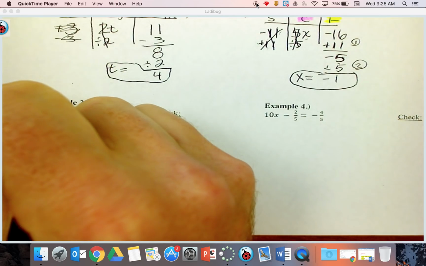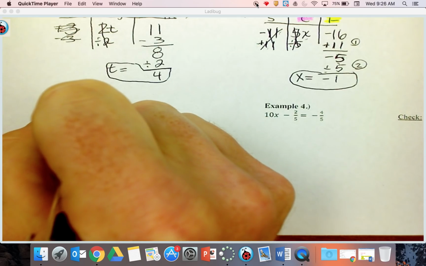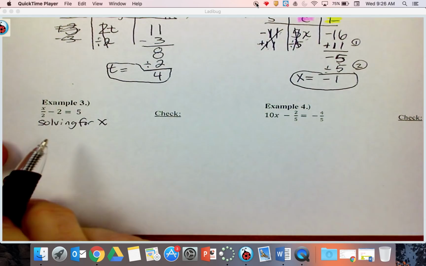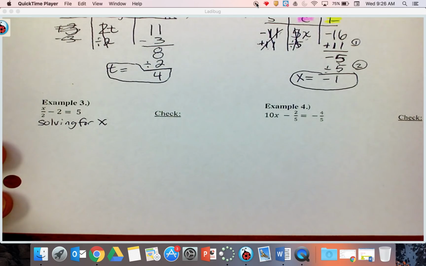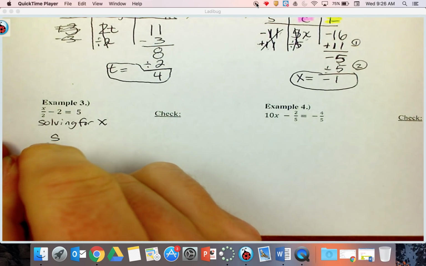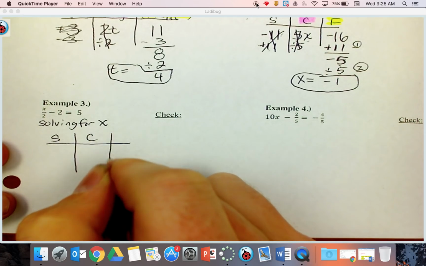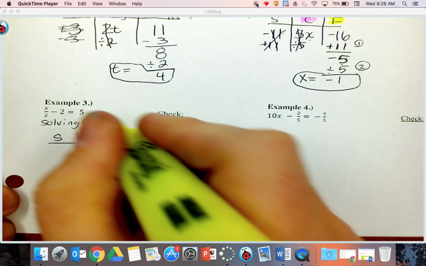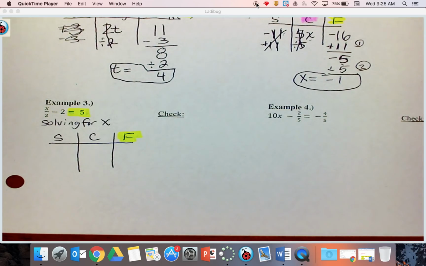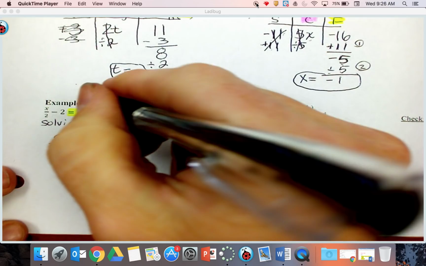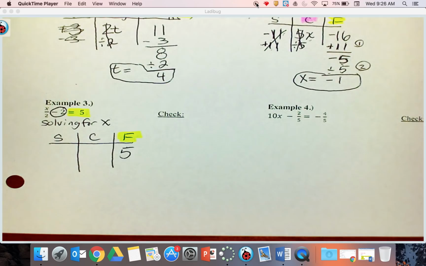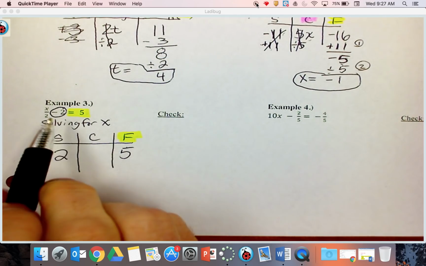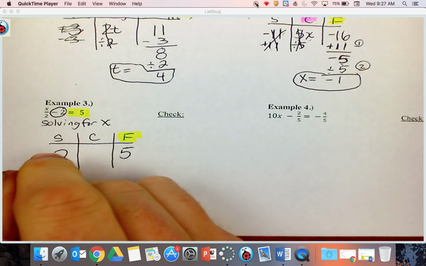So I need to make sure that I'm solving for my variable, which is x. I'm solving for this x value right here. So I just need to set up my organizer so I can know my process, or the 2 steps that I'm going to do. Start, change, and finish. Remember, the finish is what it equals, so it's equaling 5. My start value is always just the number by itself. And so the number by itself here is a 2. But what type of 2 is it? It's a minus 2, so I'm going to put a minus there.